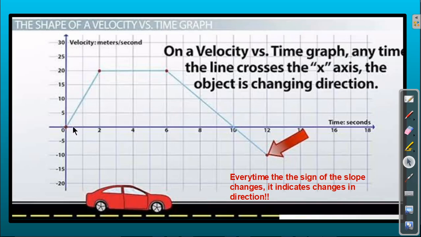Okay, this is a velocity versus time graph, not position versus time. So this is actually acceleration, but for what I want to talk to you about, it doesn't matter.